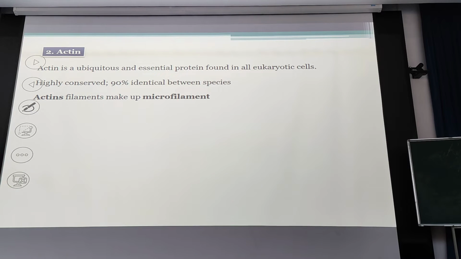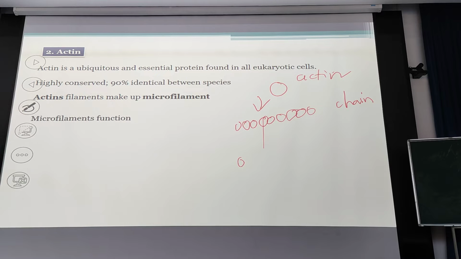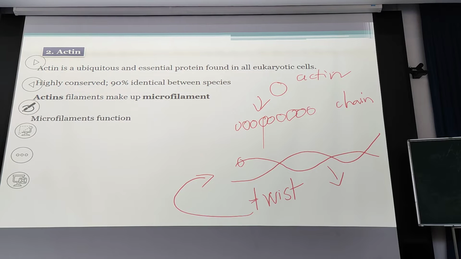The second important part of the cytoskeleton is the actin filaments or microfilaments. For this part, remember we have the protein actin. Actins will form strings of protein actin. One string, so two strings of actins twist together to form a double helix, which is the actin filament.